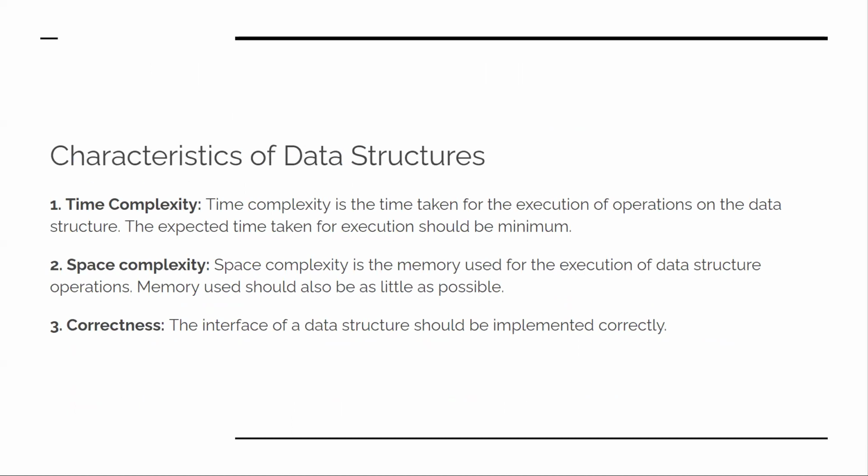And here are the characteristics of data structures. Time complexity. Time complexity is the time taken for the execution of operations on the data structure. The expected time taken for execution should be minimum. Space complexity. Space complexity is the memory used for the execution of data structure operations. Memory used should also be as little as possible. Correctness. The interface of a data structure should be implemented correctly.